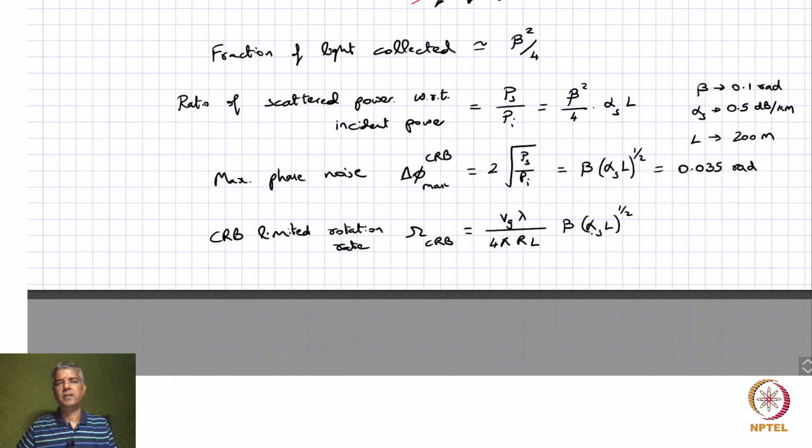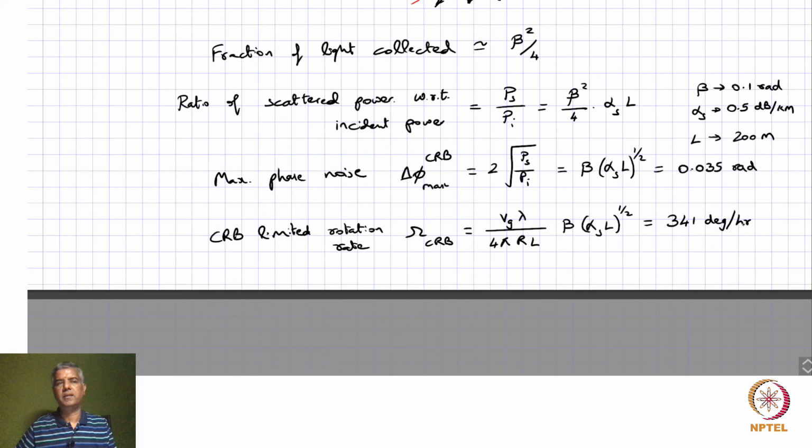If we do the same calculation that we did before, lambda is 1.5, Vg is 2 into 10 power 8, and R corresponds to 10 centimeter. If you plug all those in, you will get some value around 341 degree per hour. Okay. So, that's a huge number. So, we are saying that coherent Rayleigh backscattering can essentially kill this entire idea, and our requirement is in the order of 0.01 degree per hour, right.